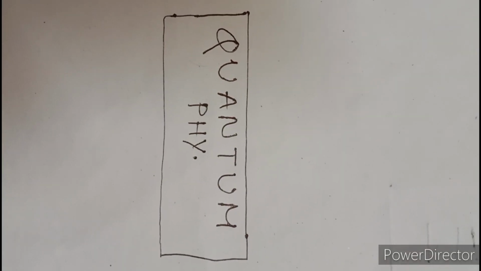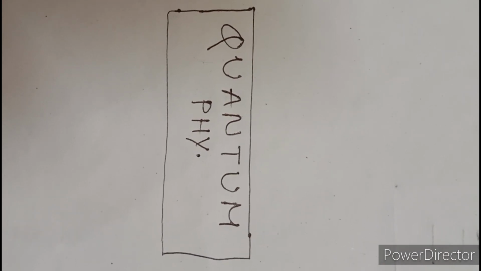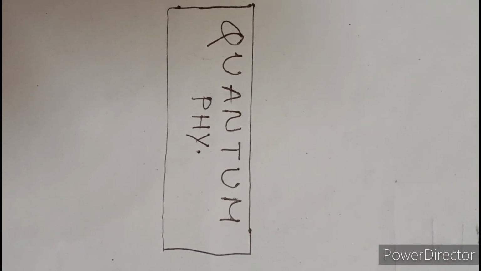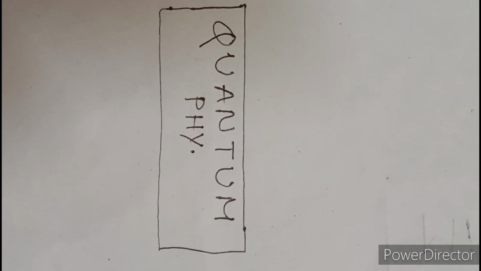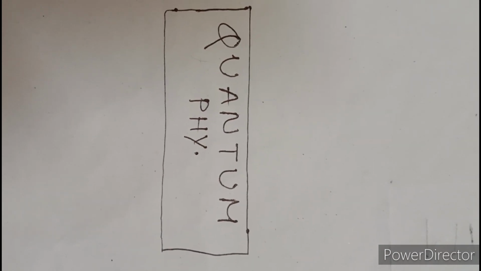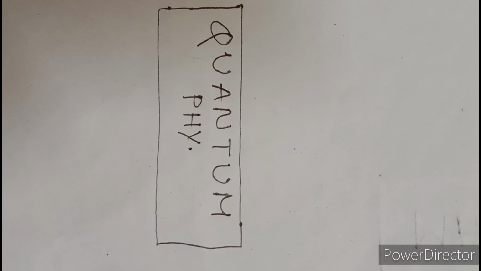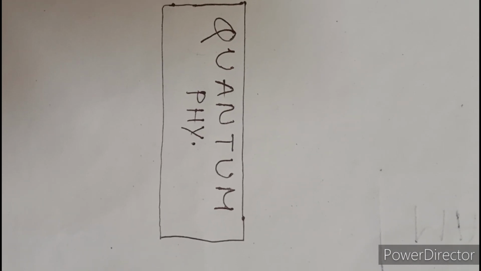So today I am going to discuss the chapter quantum physics, and in this chapter I will be discussing the topic Schrödinger equation. Schrödinger equation has two types. One is the time dependent Schrödinger equation and the second is the time independent Schrödinger equation.